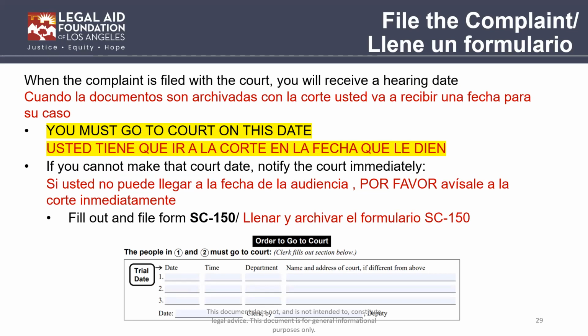If you cannot make this court date, you need to notify the court immediately. The best way to do this is to fill out and file a form SC-150. It's called a request to postpone. And it's a very simple one-page form where you explain why you can't make it to the hearing date and what date you would prefer the hearing to be scheduled for.